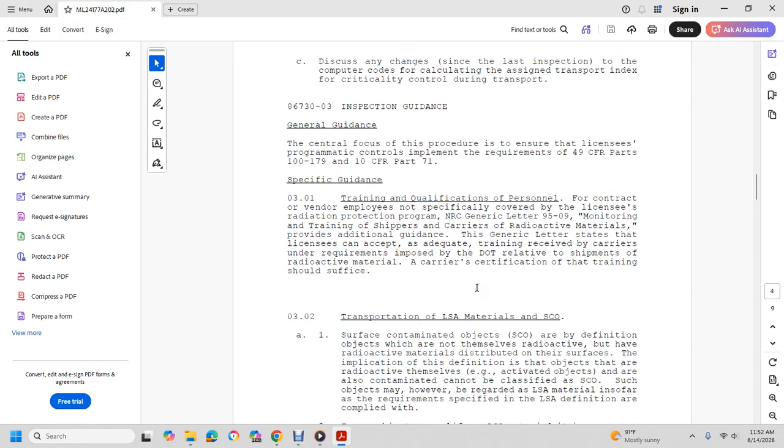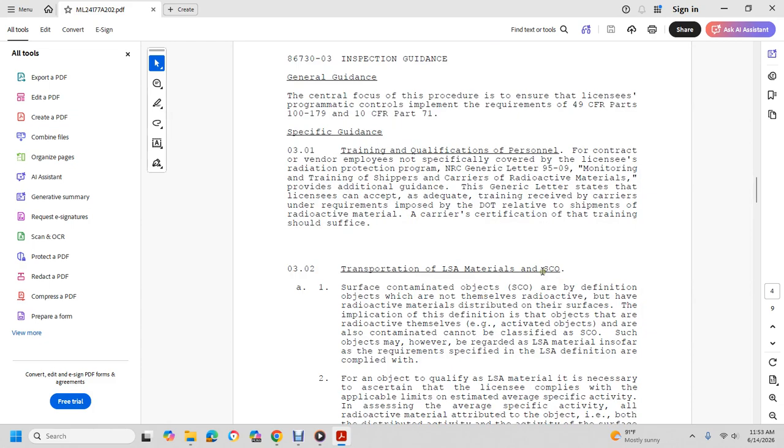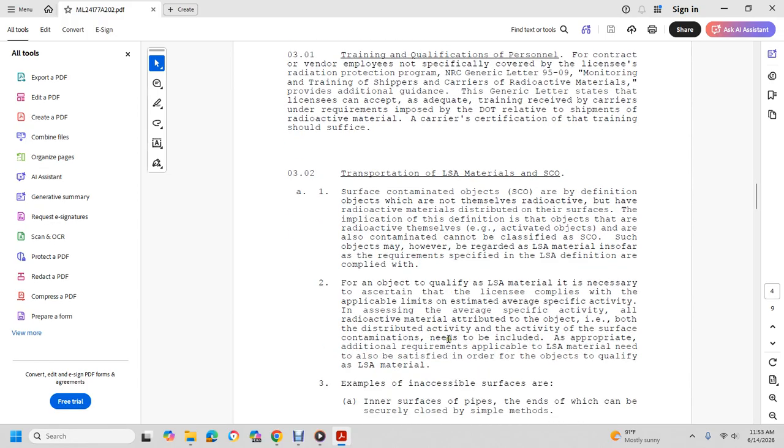Transportation of LSA material. The shipment with contained objects of the definition of the object, not themselves radioactive, have radioactive material distributed on their surface. With the implication definition of the objects that are radioactive material, the activated objects or also contained, cannot be classified as solid contaminated objects such as the objects. However, they are regulated as LSA material insofar as the requirements expressed over the LSA definition are complied with.